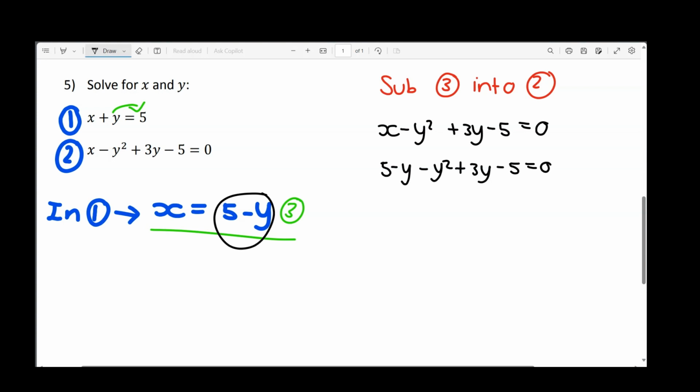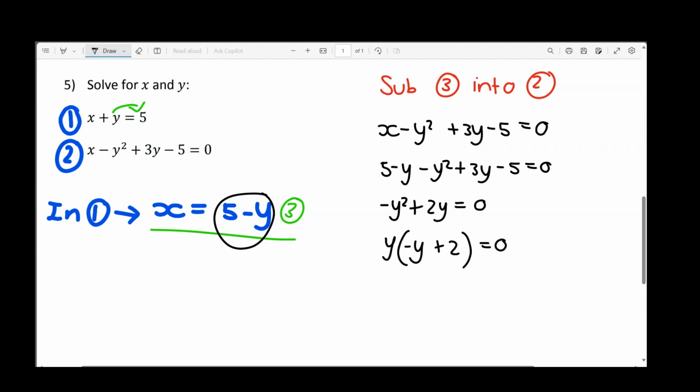Now we can see this equation is just in terms of y. So let's simplify this. So we've got minus y squared minus y plus 3y is going to be positive 2y. 5 minus 5 is going to be 0. Then we can take out y as a common factor. So we can say y times (minus y plus 2) is equal to 0. So all we did was take out y as a common factor there.